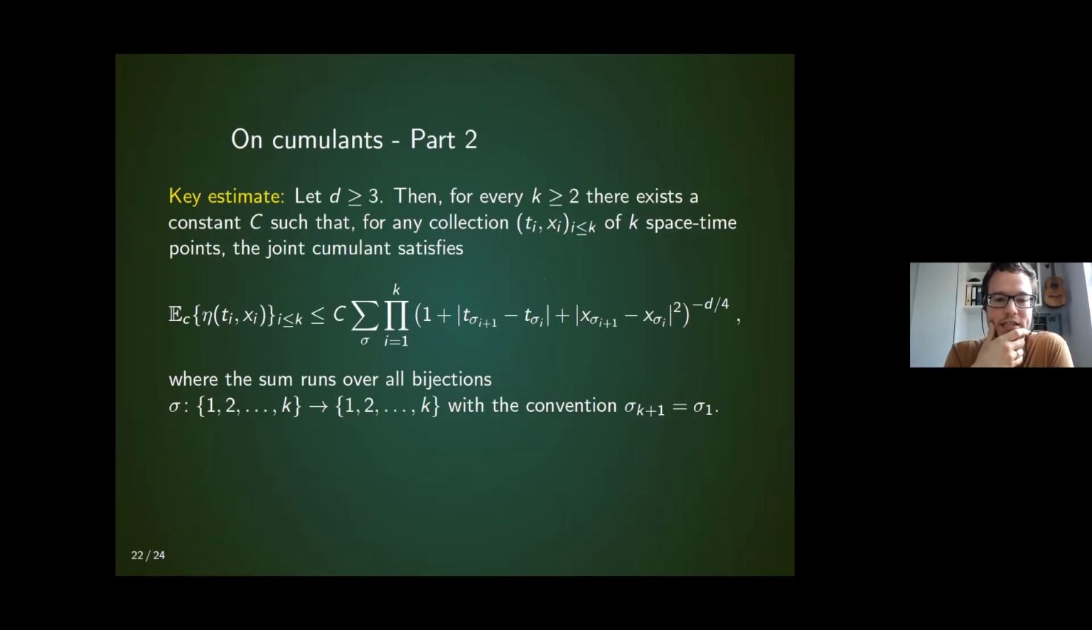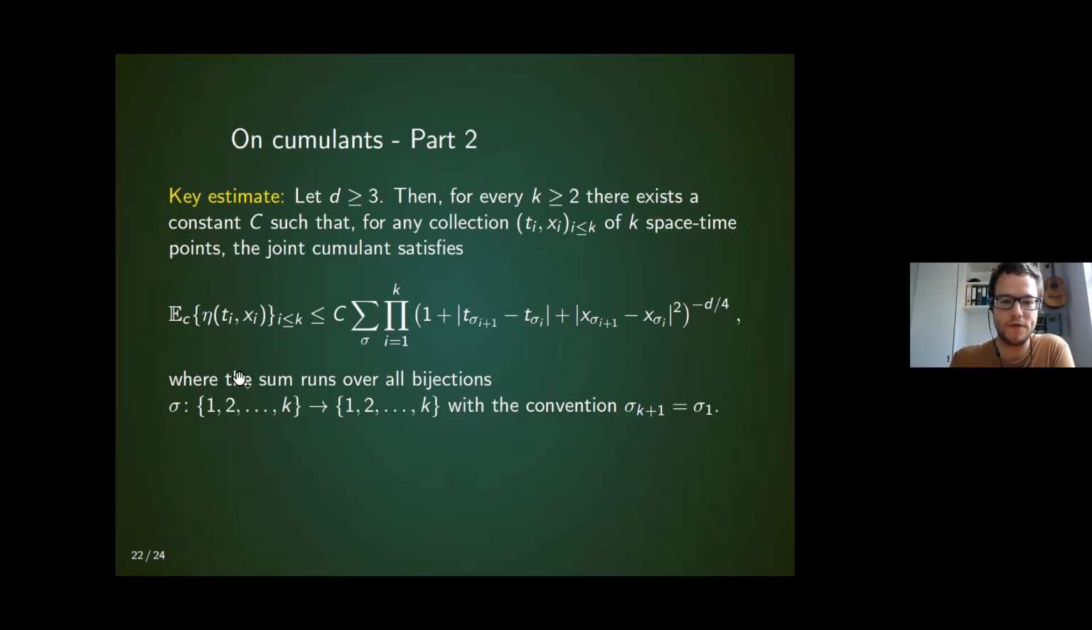One of the key estimates in this work, and essentially most of the paper is dedicated to this, is the estimate I wrote down here. I will read it and then I will try to explain. We fix some dimension d at least 3. Then we fix k space-time points, and for any collection of k space-time points, there exists some constant c that only depends on k, such that the joint cumulant of the unrescaled exclusion process satisfies the estimate I wrote down here.